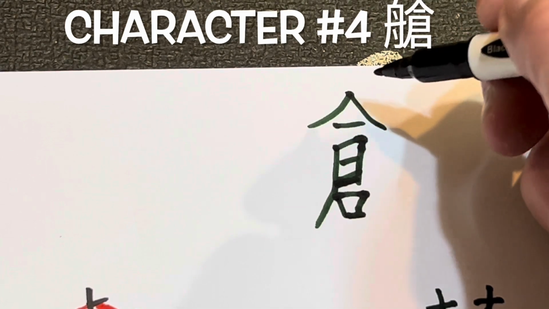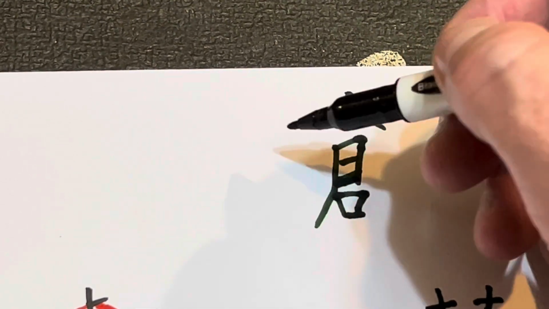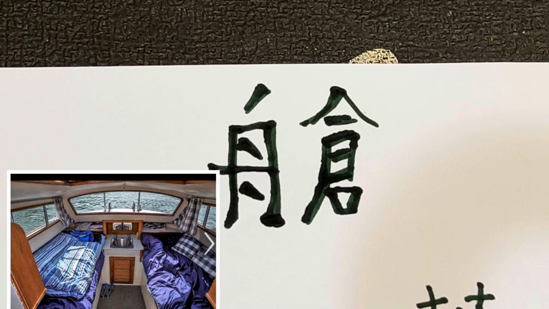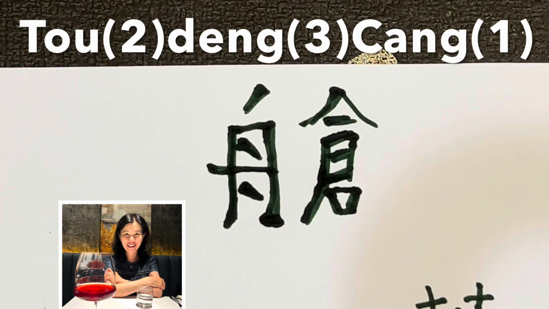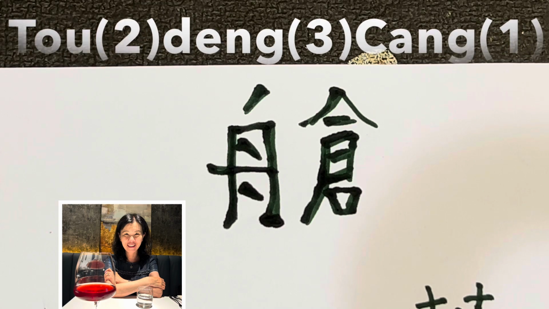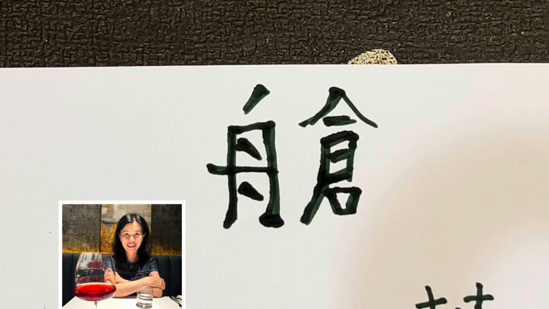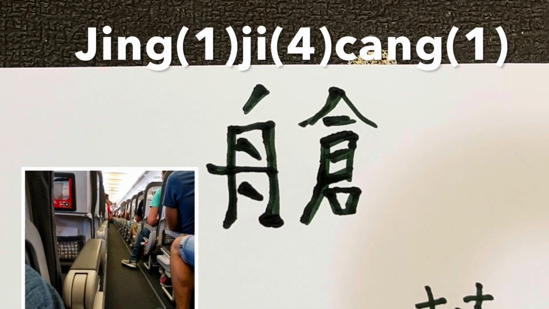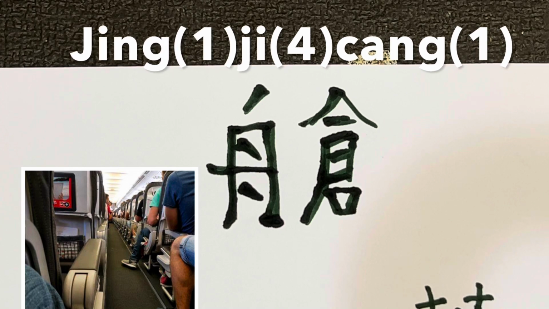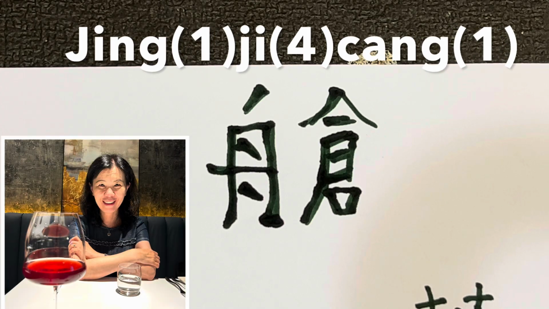If we have the boat radical to the left over here, 船舱 is a cabin for a boat. 机舱, a cabin in a plane. 机舱门, the door to the cabin in the plane. Okay. 头等舱, first class cabin. 商务舱, business class. 豪华经济舱, super executive class. No? It's the elite class. And 经济舱, economy class. Thank you, dear.